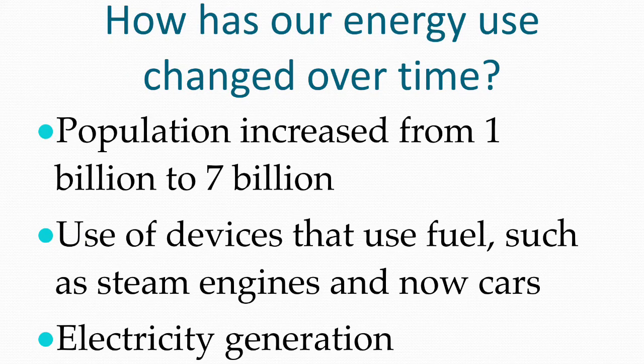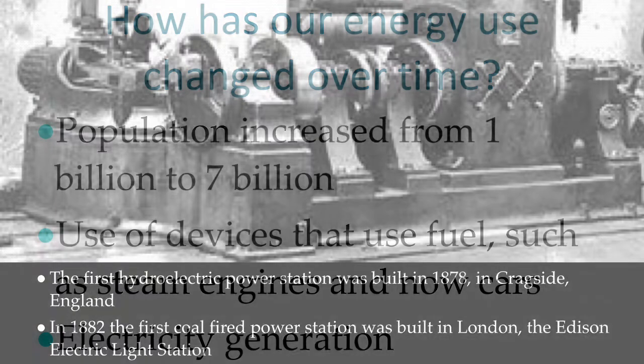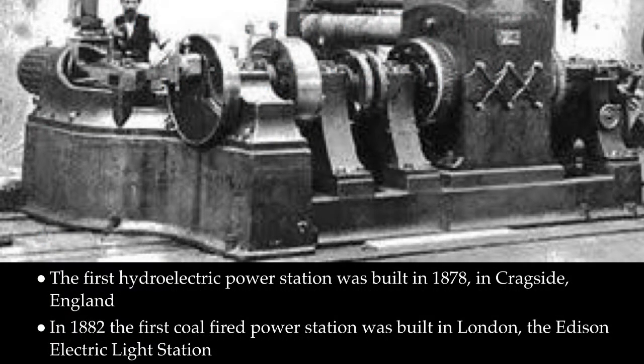In addition to the reasons that we've already discussed, it's worth noting that the world's population increased from 1 billion to 7 billion over this time, and devices such as steam engines and later cars became increasingly prevalent. Finally, large-scale electricity generation became incredibly important. The very first hydroelectric power station was built in 1878, and 4 years later the very first coal-fired power station was built in 1882.